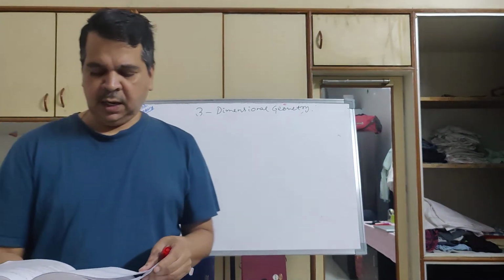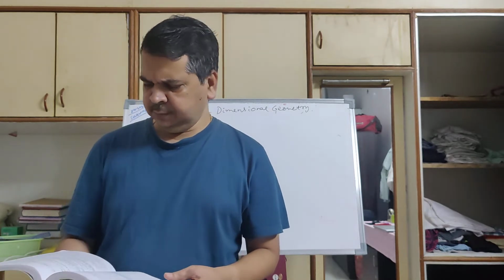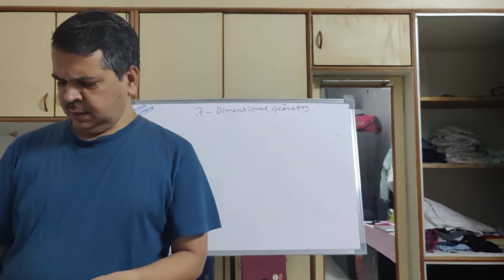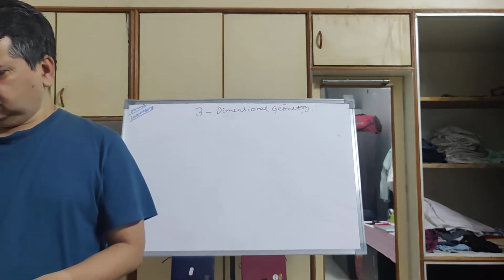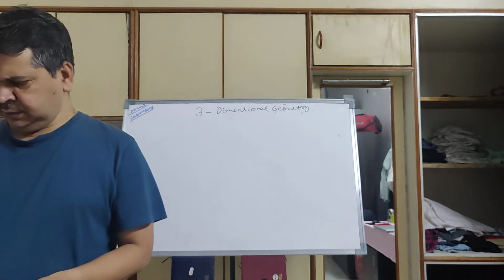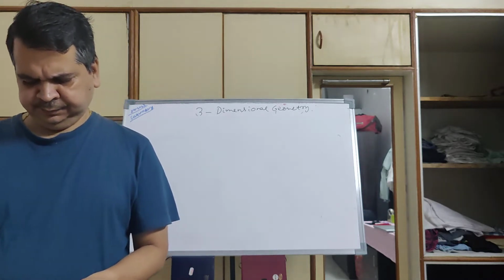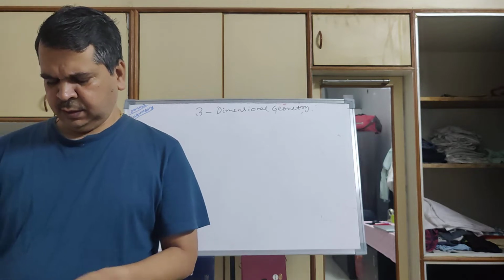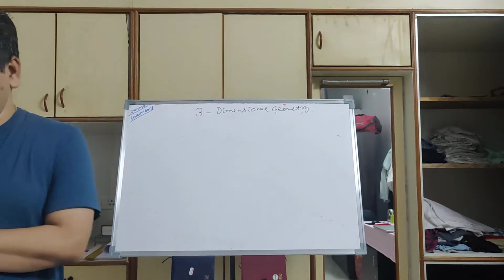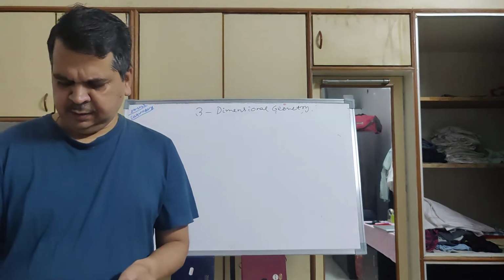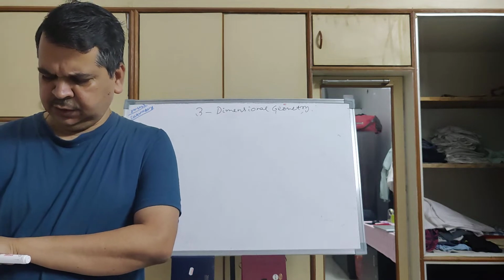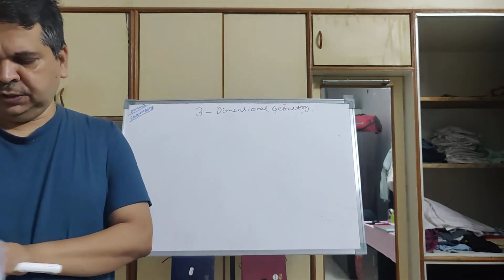Okay, so in the last class we started with three-dimensional geometry, and we derived the relationship between the direction cosines. We were talking about direction cosines and direction ratios of a line, and then direction cosines of a line passing through 2 points. That also we have discussed.